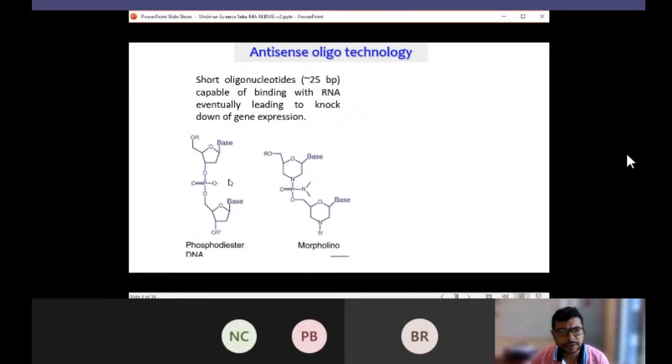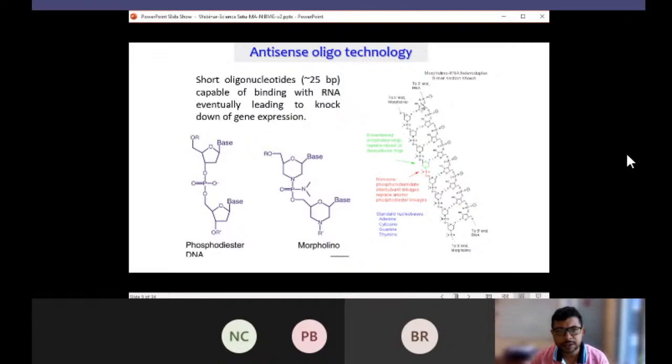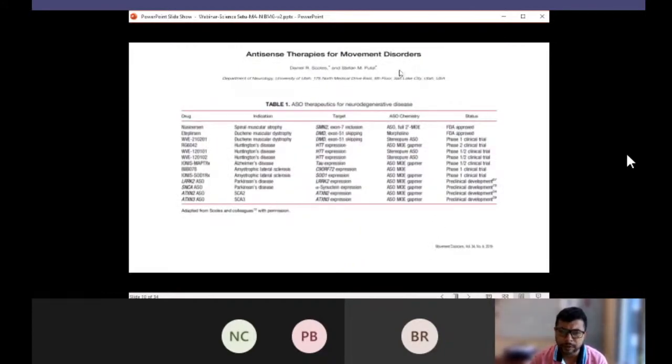You can see that usually we have the phosphodiester bonds in the DNA, which are replaced here by a morpholine ring. And this is how it binds to the RNA. This phosphorodiamidate intersubunit linkage replaces the anionic phosphodiester linkage, so it stalls there. So the mRNA stalls and cannot make the protein. This antisense therapy has been used for many movement disorders, starting from spinal muscular atrophy, Duchenne muscular dystrophy, Huntington's, Alzheimer's, amyotrophic lateral sclerosis, Parkinson's, and spinocerebellar ataxia.